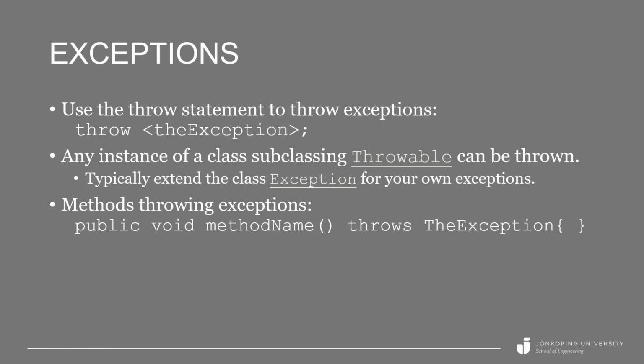If a method in a class can throw an exception, then you should specify that when you create the method. So after you've written the name of the method and the parameter list here, you write throws, and then the names of all the possible exceptions this method can throw. If the exception that can be thrown, instead of inheriting from Exception, inherits from RuntimeException, then you don't need to specify that exception here.